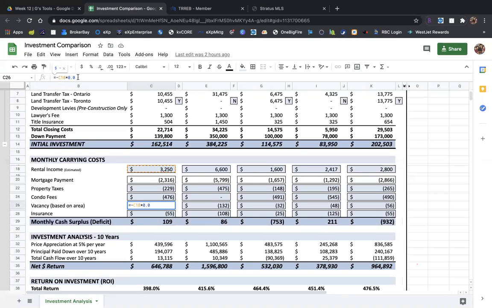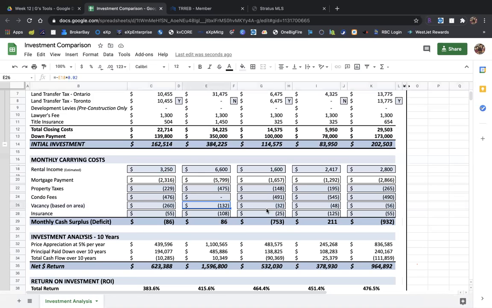The number I use for vacancy is if somebody has to hire an agent to fill that property, it's basically 1 month's rent, right? Which if you do the math, 1 month divided by 12, it's around 8%. So if you want to just be conservative, you can have it as 1 month's rent as your vacancy expense every year, assuming the tenant moves out every year.